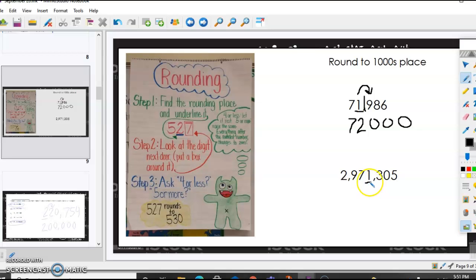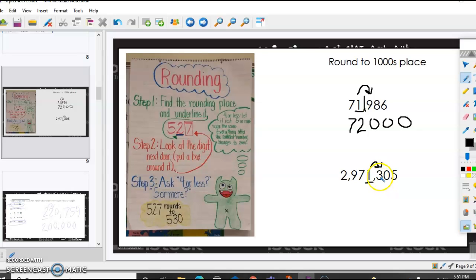Okay, so now here we're going to round to the thousands place again. So find the place, look next door. 5 or more, we raise the score. 4 or less, let it rest. Okay, so we found the place, we underlined it, did our little arrow to next door. Okay, 5 or more or 4 or less.